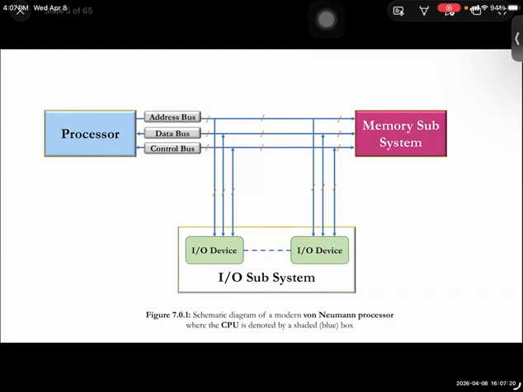In this figure, we note that the CPU, memory subsystem, and input-output subsystem are connected by these address buses, data buses, and control buses. The fact that these are parallel buses is denoted by the slashes here, right? I hope this is clear.